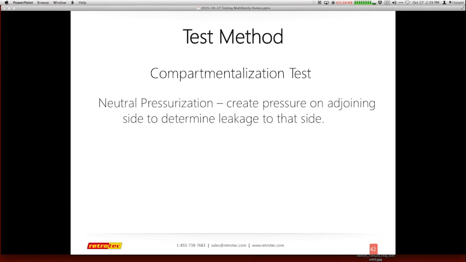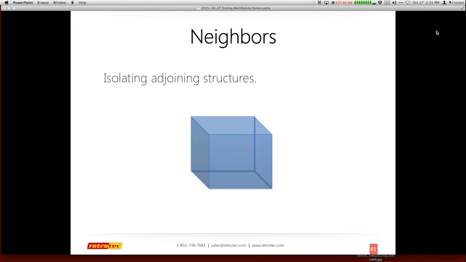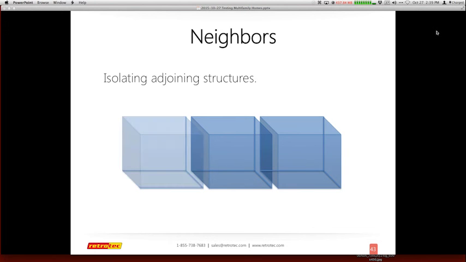Thank you. Okay, so the test method I'm going to go through now is how to do more of a compartmentalization test, or the neutral pressurization test. Basically, we want to create pressures on the adjoining side to determine leakage to that side by separating it so that leakage can't happen. So if I have my individual structure here, with one on the right and one on the left, my goal is to find out the leakage of the unit in the middle. There also could be leakage to the outside on the back, or to the hallway in the front, or leakage to outside in the front, depending on how this structure was designed.